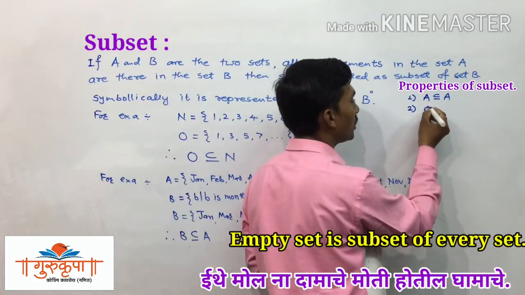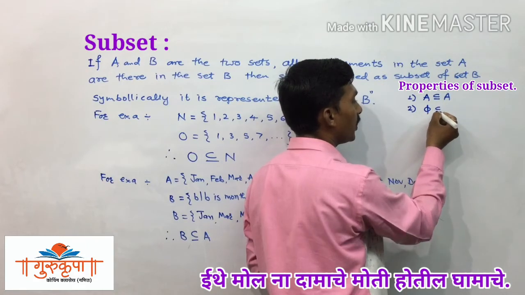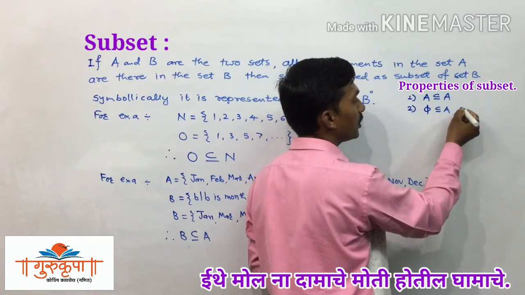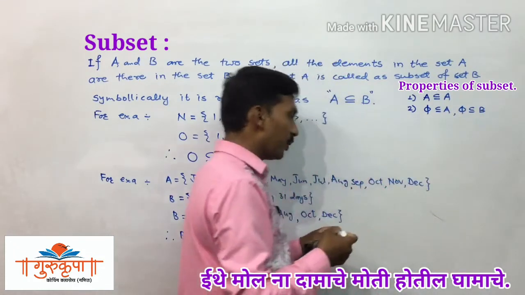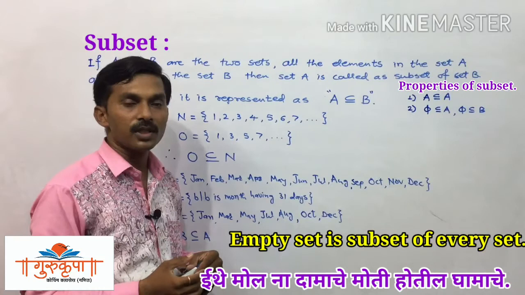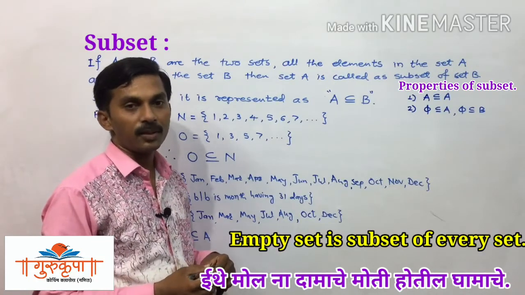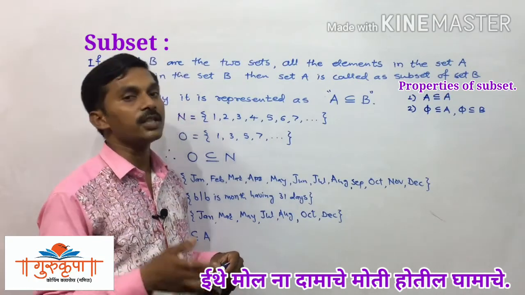So here you can represent phi is subset of A. We can represent phi is subset of B. Empty set is represented by using the letter phi, and empty set is subset of every set.